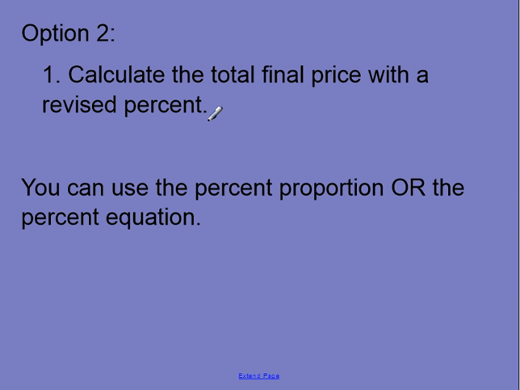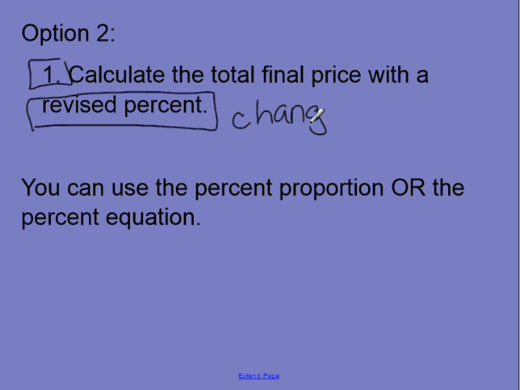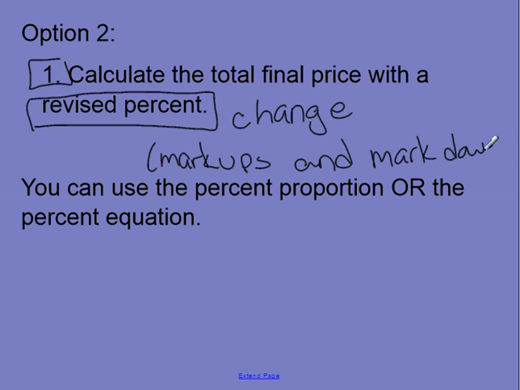Option two is really just one step long, and it's to calculate the total final price, but you have to use a revised percent, so a percent that you change a little bit. Very similar to what we did in markups and markdowns. So if you really understood markups and markdowns, then this option is probably going to be the one for you. Once again, you can use either the percent proportion or the percent equation. Let's go ahead and jump into a couple examples.